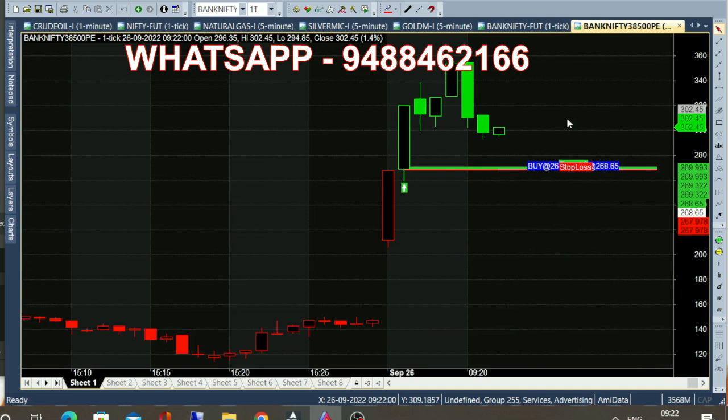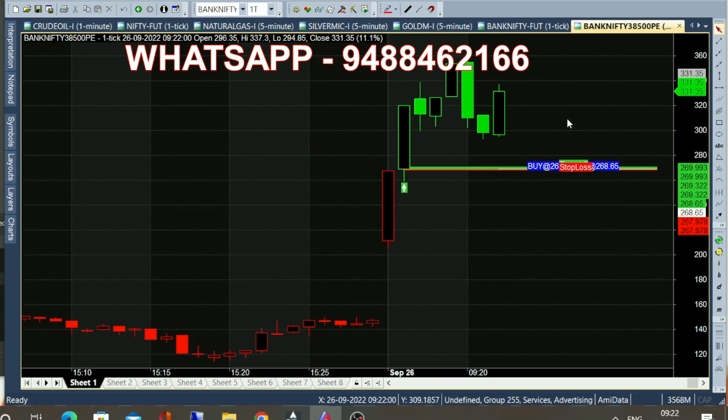Let's see the option chart. This is the Bank Nifty 38,500 put option chart. Currently the market is trading around the 39,000 range, so we are showing an out of the money option only. It's a month-end contract because coming Thursday it is expiring, so we are showing a fresh contract only. In this situation, at 268 a buy call came. Due to the sell call, we are showing it in the put option.